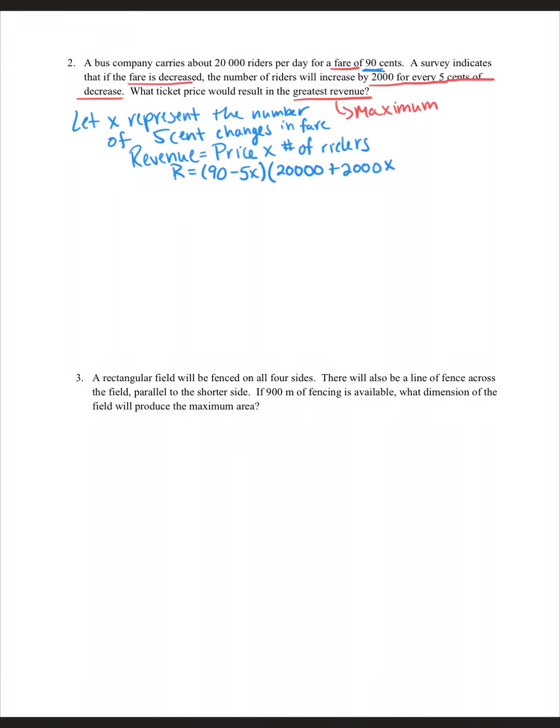So we have created an equation here that looks like we could expand and simplify and get it into a quadratic. So let's expand and simplify to standard form. So we'll have that R equals, we multiply 90 times 20,000. Then 90 times 20,000 is going to be 1.8 million.